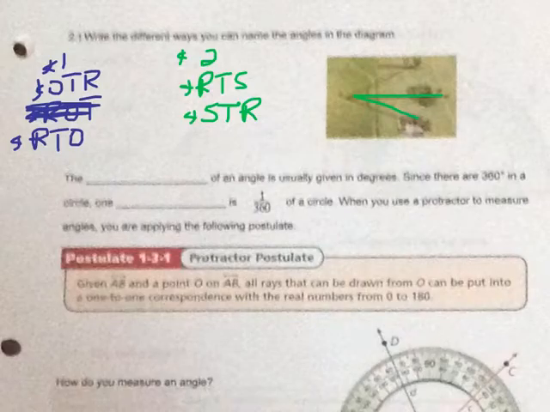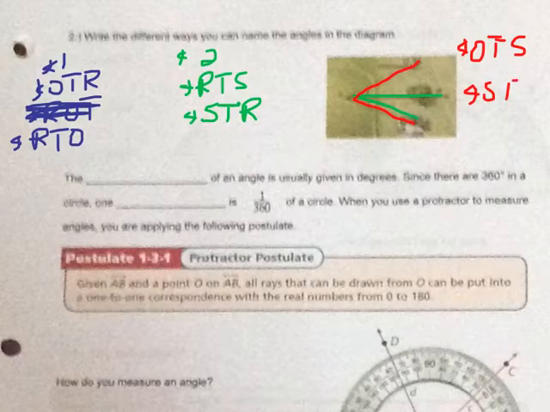So the overall big angle, I'll do in red. You could name that angle OTS, or you could name it angle STO. Either way, we don't have a number for that bigger red angle there. Okay, so the next thing, the measure of an angle.